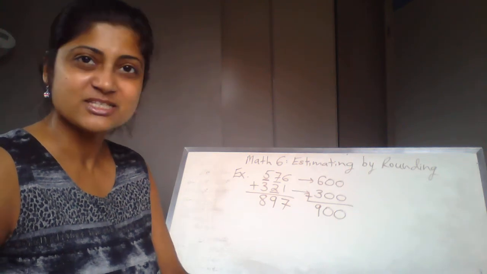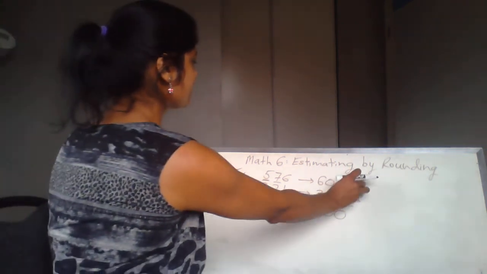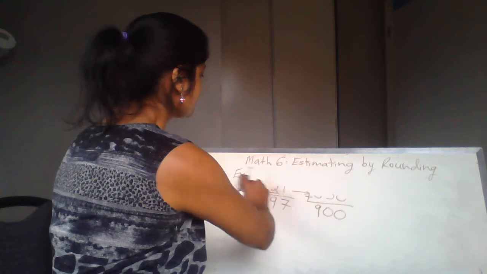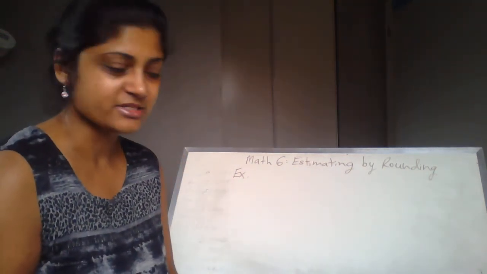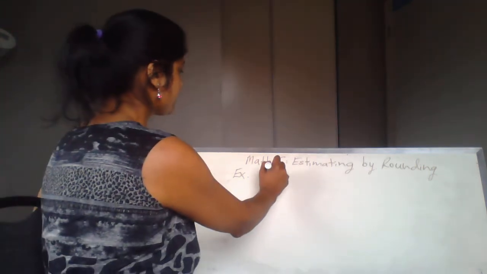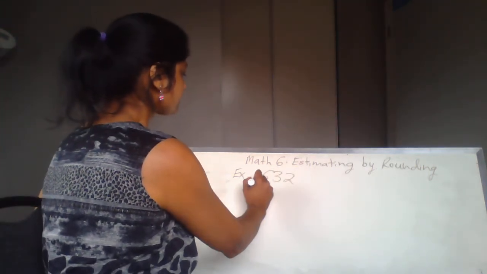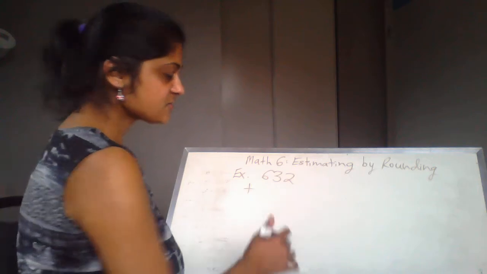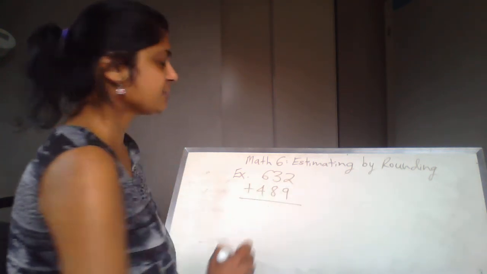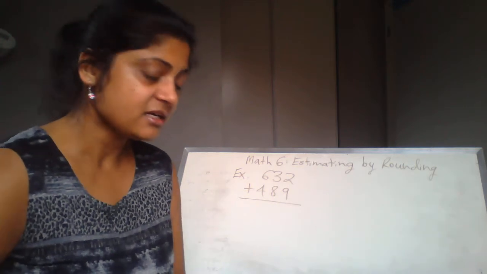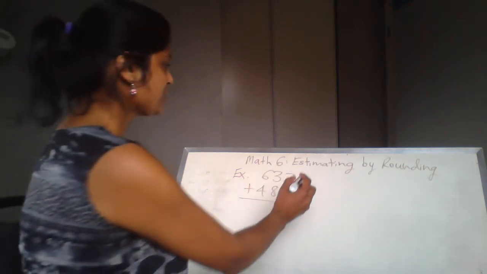Alright, let's try one more question here. I'm going to take this off. Again, we're just going to estimate by rounding to the nearest hundred. Let's try 632 plus 489. I'm going to put the equal sign. Again, to the nearest hundred. So let's try the first one.